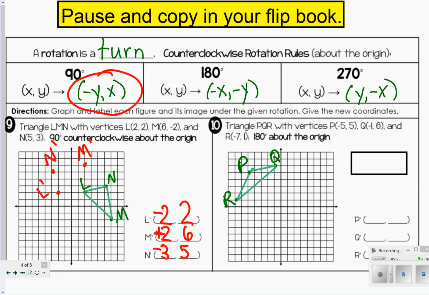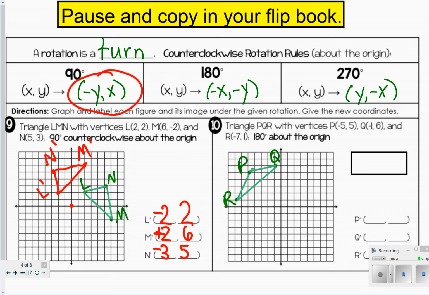And then if we drew the lines that connect these triangles, there you go. That would be our prime location, our L prime, N prime, M prime, and that would be our new triangle, the new image after a 90-degree turn around the origin. And here is the origin right there. So if we took this green triangle and we picked it up and we turned it one time backwards, that would be the new location. Go ahead and make sure you have that information in your flip book.